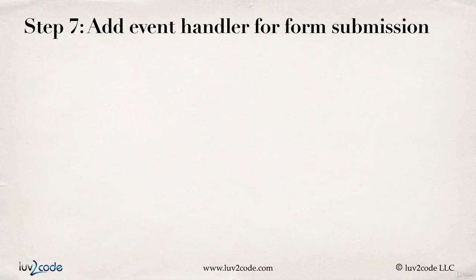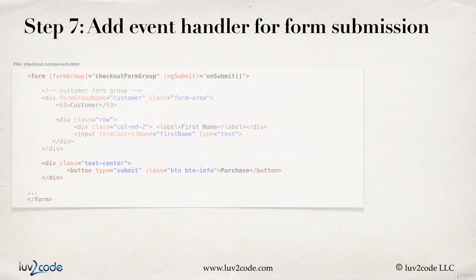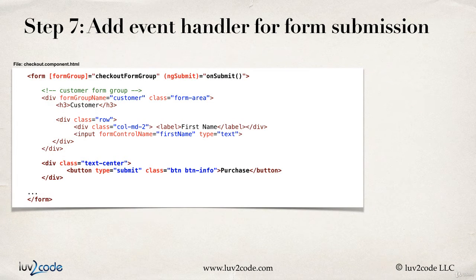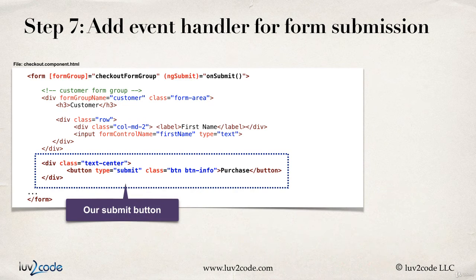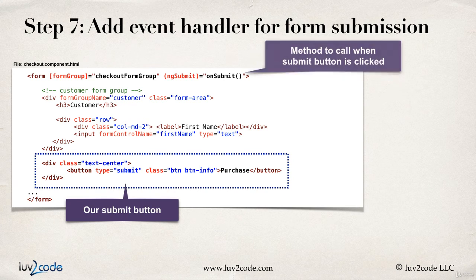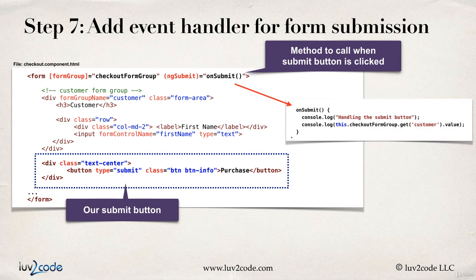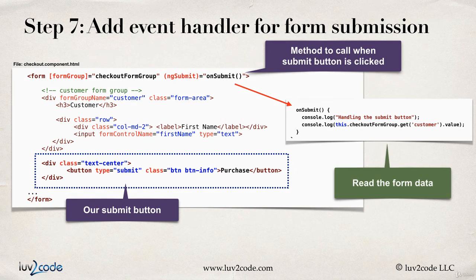And then also I need to add an event handler for form submission. So notice here, here's my form. At the bottom, I have a submit button for purchase. And then up top, I have the event binding ngSubmit equals onSubmit. So that's the method to call when the submit button is clicked. And we saw that coding a little earlier. So onSubmit, we'll do a console.log saying, hey, handling the submit button. And then also I'll go through and read some of the form data.